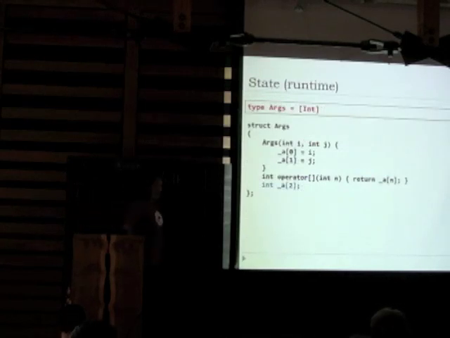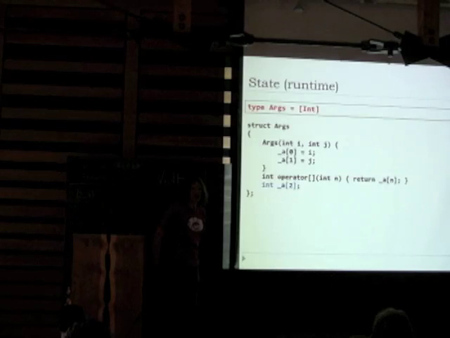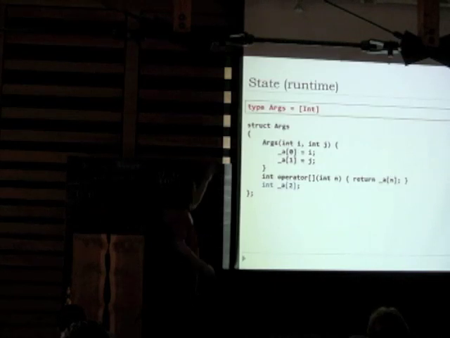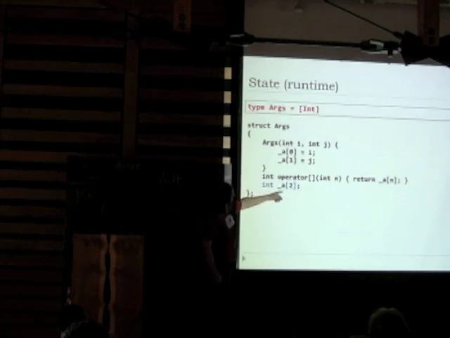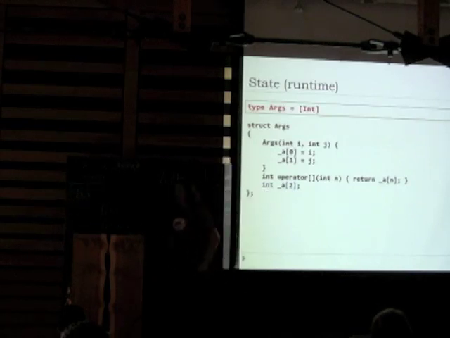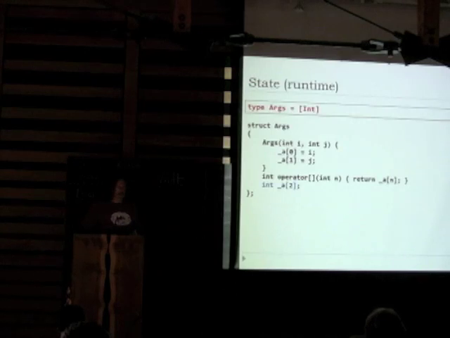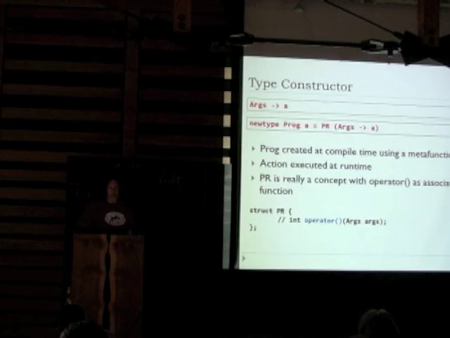My state will be a runtime thing. These are the values of these two arguments that I'll be passing to my actions. So in Haskell, it was just a list of two integers. In C++, I'm a little bit more fancy. I use an array of two integers, a constructor, and an operator, just helpers to help extract, but it's essentially the same thing. Now the type constructor.